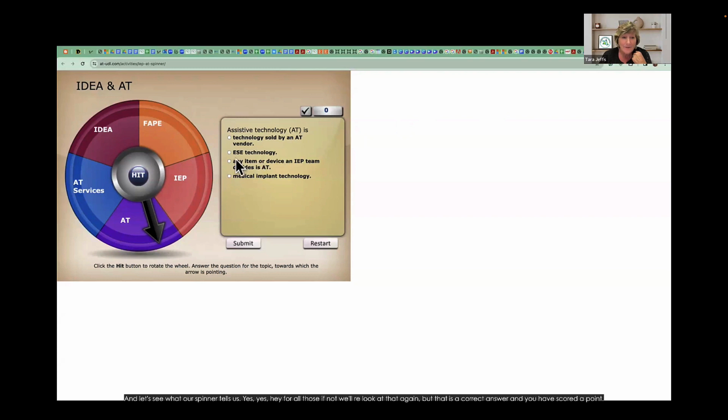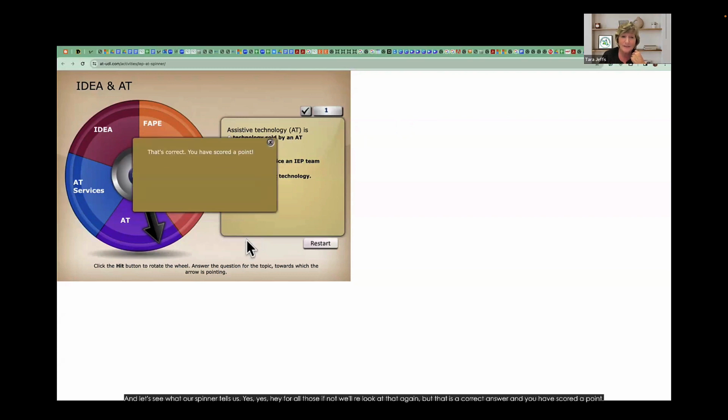Let's see what our spinner tells us. Yes, yay for all of those. If not, we'll relook at that again, but that is a correct answer and you have scored a point.